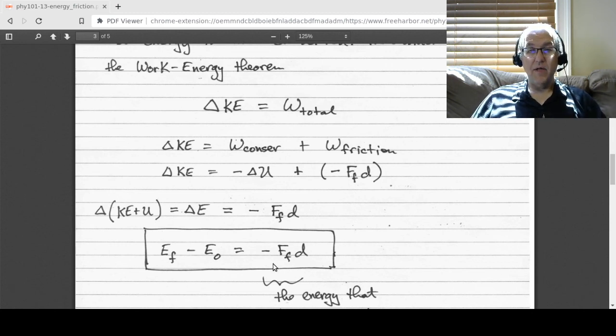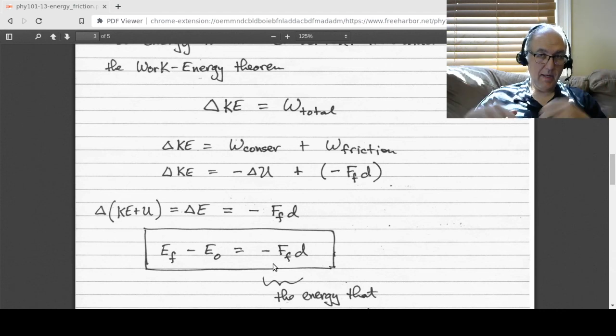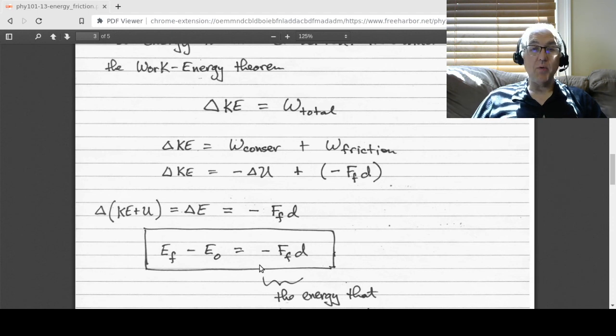Okay, it's not conserved, and that's because it's disappearing as heat. The friction is making it disappear. Now, how do we see that?